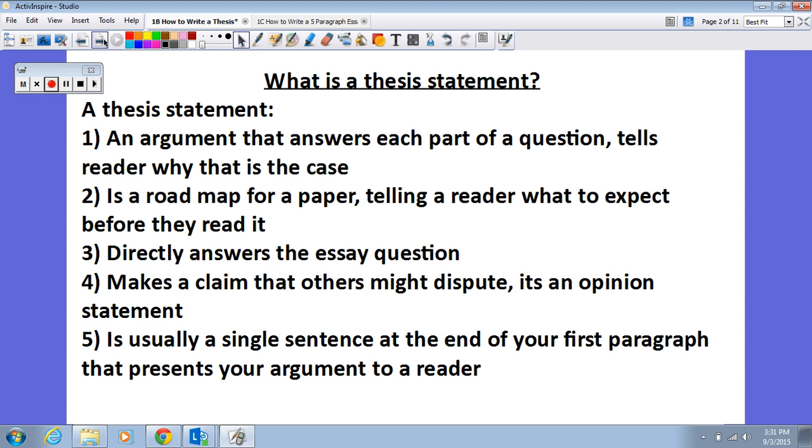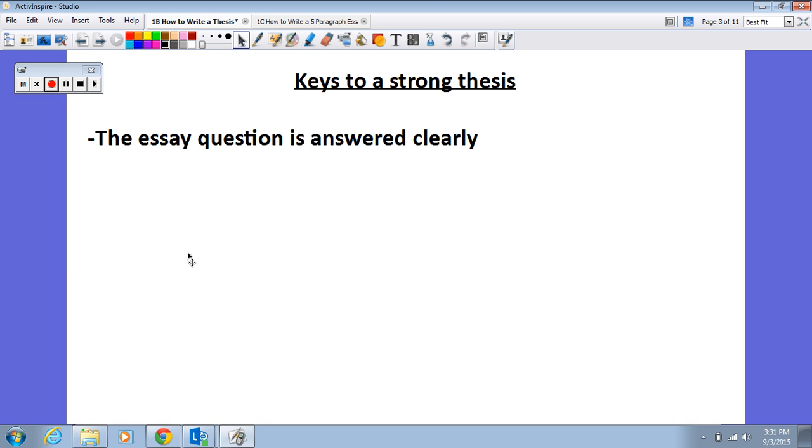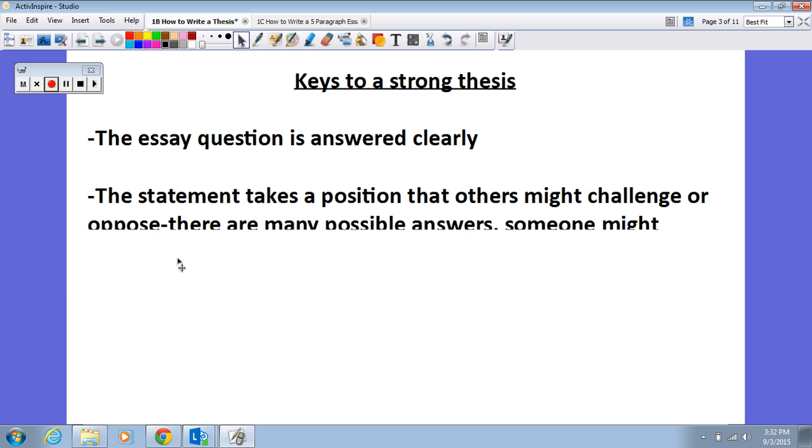Alright? Now we're going to learn how to write one of these. Keys to a strong thesis, things that a strong thesis has. It's going to answer the essay question clearly. There is going to be no doubt. So in our NBA example, or who's the best basketball player of all time, LeBron James is the greatest basketball player of all time. I've answered the question pretty clearly there.